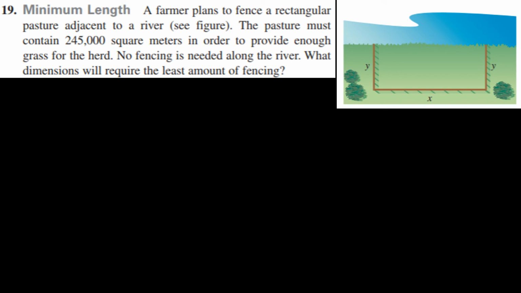Let's see what we have at first. It says it must contain 245,000 square meters of space. So we know that the area has to equal 245,000 square meters. Now, what we need to know is the perimeter of the fence. We do not know that. We want to know the minimum perimeter, so we need to set up a perimeter equation.